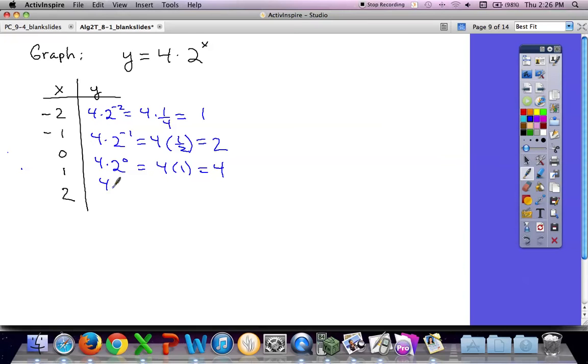4 times 2 to the 1st is 8. And 4 times 2 squared is 16. So let's plot those 5 points and see what they look like.